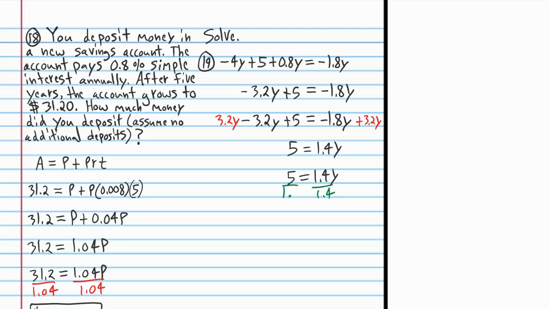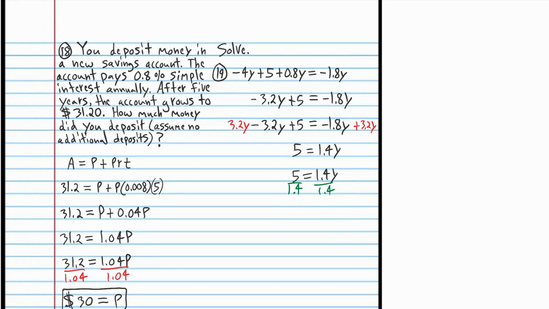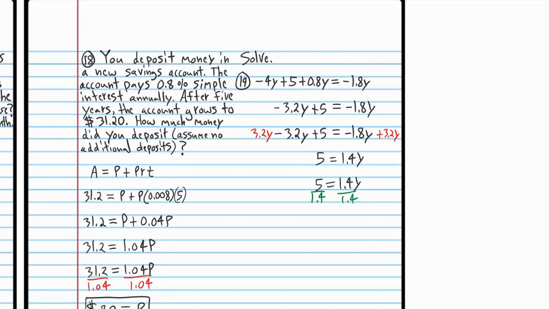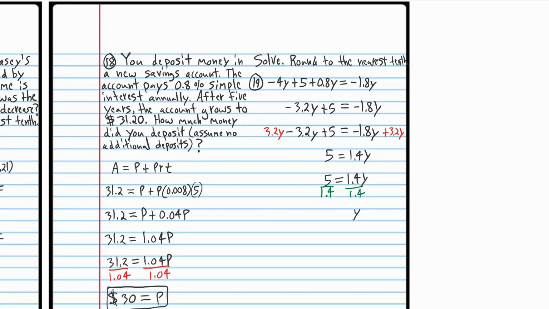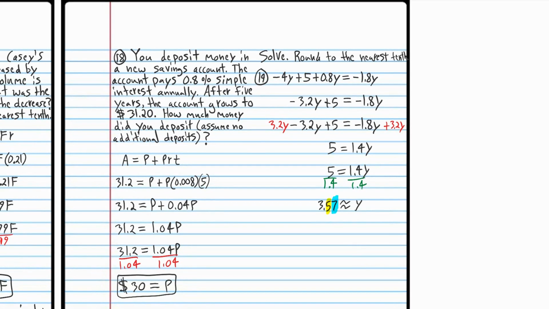Again, I had to rewrite. Whenever you perform an operation on both sides of the equation, rewrite. So now we can get our calculator. 5 divided by 1.4 is a decimal that goes on forever. So I forgot to say round to the nearest tenth. So y is approximately equal to 3.57, and it just keeps going on and on. This is the 10th place. The 7 tells us to round up, so the 5 is going to go up to 6. And all the other numbers are going to go to 0. So 3.6.